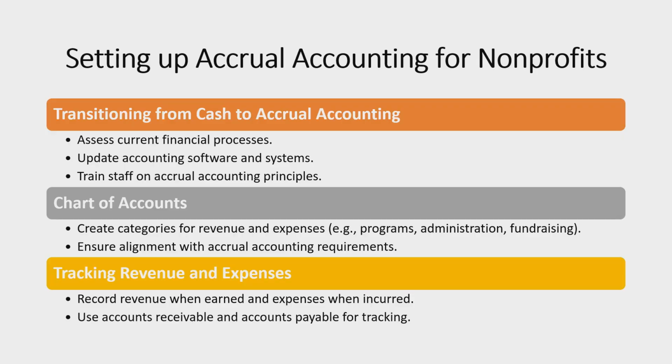Setting up accrual accounting for nonprofits begins with transitioning from the cash method to accrual, which involves recognizing income when earned and expenses when incurred. Next, create a chart of accounts tailored to the nonprofit's activities, ensuring clear categorization of assets, liabilities, revenues, and expenses. Finally, establish a system for tracking revenue and expenses accurately, aligning them with the periods in which they occur. This setup ensures transparency, compliance, and more accurate financial reporting for the organization.